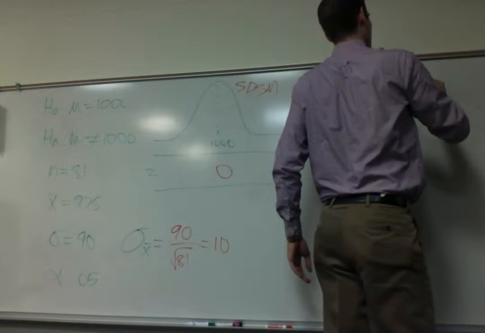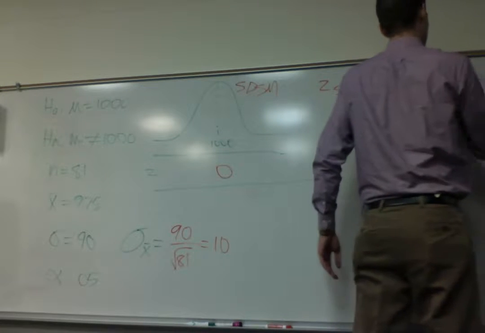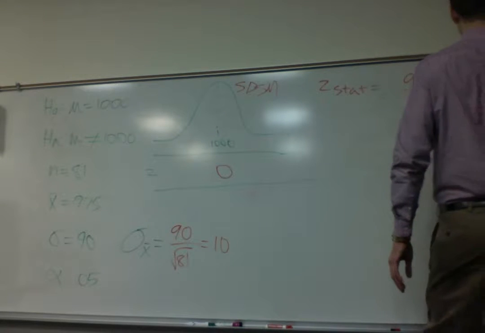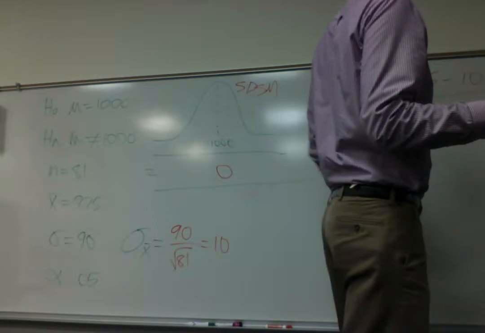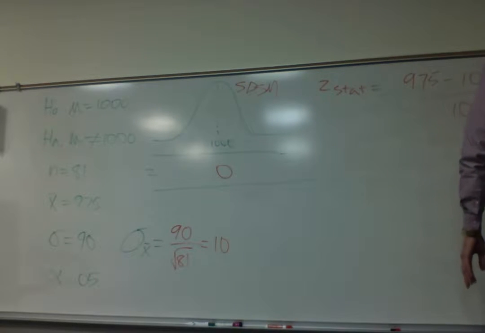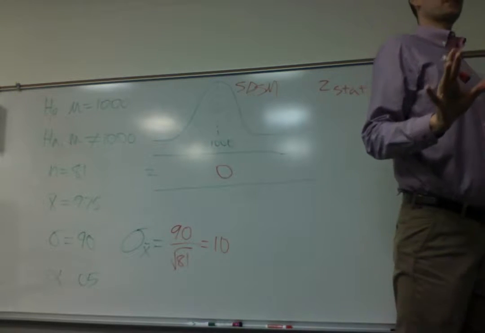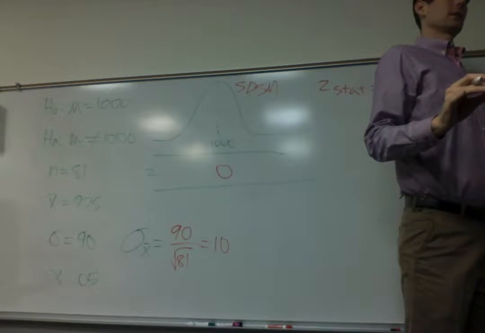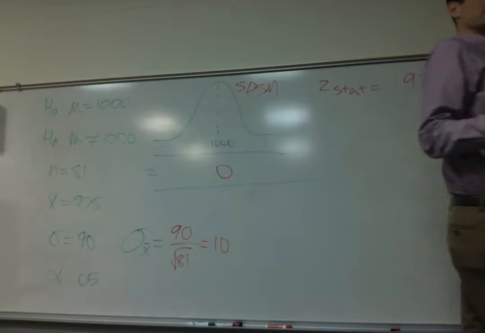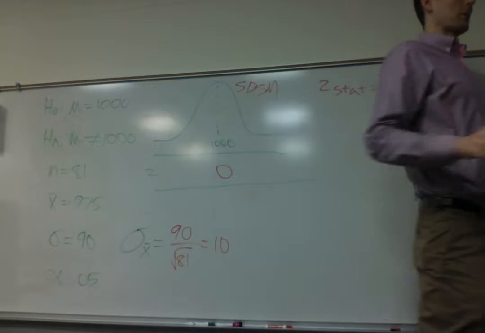So 975 minus 1,000 divided by 10, right? All right, equals negative 25 divided by 10 is negative 2.5. So that's looking pretty significant, right? 2.5 standard deviations below the mean. Remember Michael Jordan had a z-score of 2.3, and he was pretty tall compared to everyone else. So this is someone who's really, really far, equally far, even further below the average.